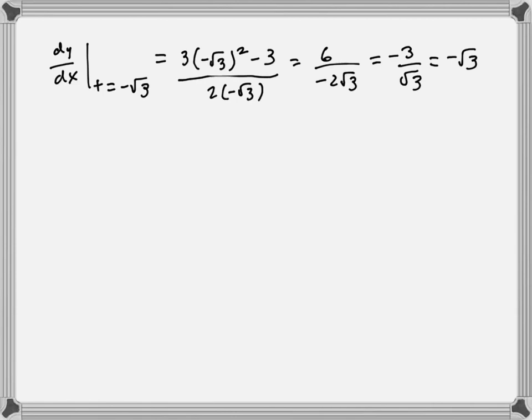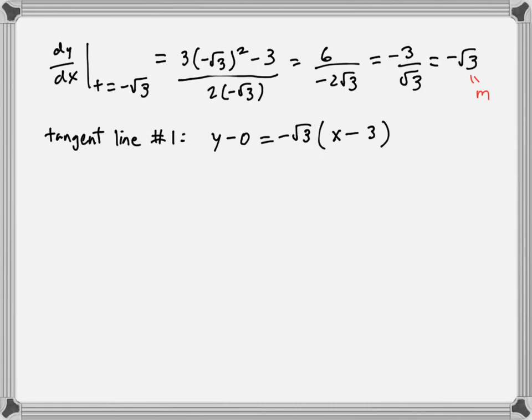Okay, so we got the slope of the tangent line for the first one, right? So what is tangent line number 1? Well, we know that this is the slope, right? This guy right here is the slope, and we know it goes through 3, 0. So that means that tangent line number 1 is going to be y minus 0 is equal to m times x minus 3. Okay, because it goes through 3, 0, and it has slope negative root 3.